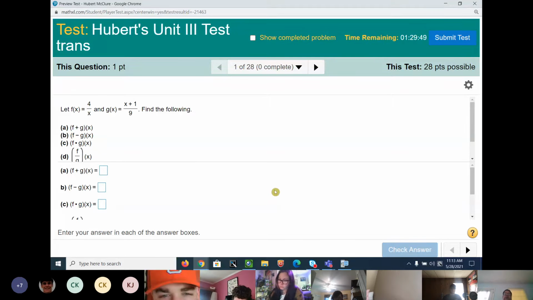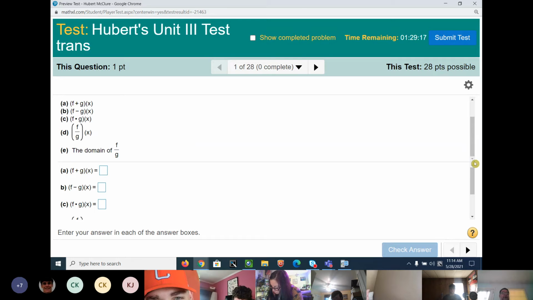Go ahead and do f of x and g of x. Go ahead, write it down and do it. I'll write it down also. f of x is equal to 4 over x. g of x is equal to x plus 1 over 9. And they want you to do plus, minus, times, and the quotient, and then give the derivative of the quotient.